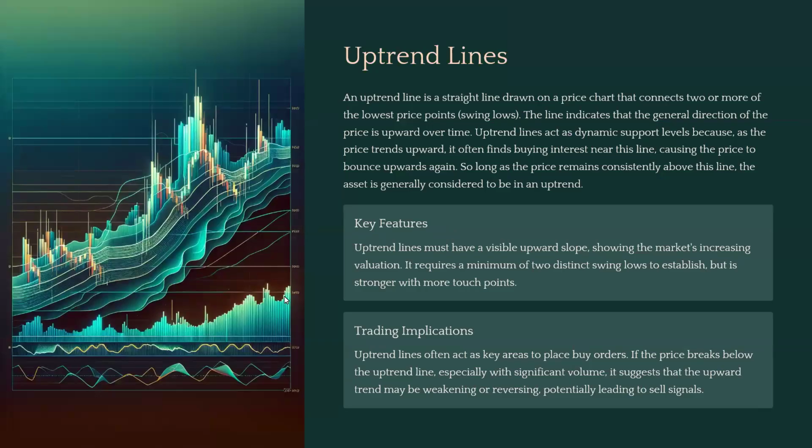So let us take a look at the key features of an uptrend line. An uptrend line is a straight line drawn on the price chart connecting two or more lowest points. The line indicates the direction of the price upwards over time. An uptrend must have a visible upward slope showing the market's increased valuation. It requires a minimum of two distinguished swing lows to establish, but it's stronger with more touching points.